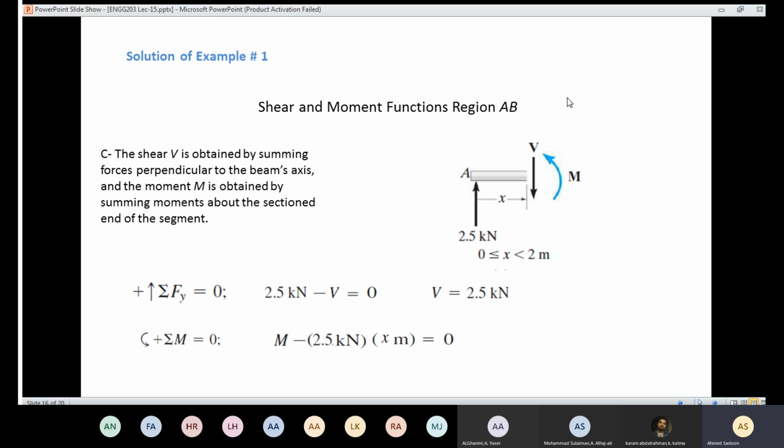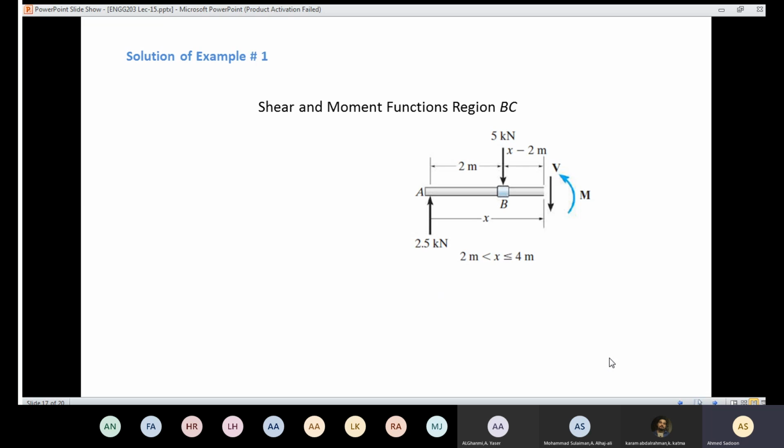So I have the M, which is positive. I have a moment, 2.5 times x equal 0. That means the moment is going to be 2.5x kilonewton meter. So again, here in the equation of the moment, the value depends on x. For example, if x is 0, that means the moment is 0. If x is 2, the moment is going to be 5. If x is 1, the moment is going to be 2.5. So now I have an equation. If I know the value of x, I'll be able to know the value of the moment.